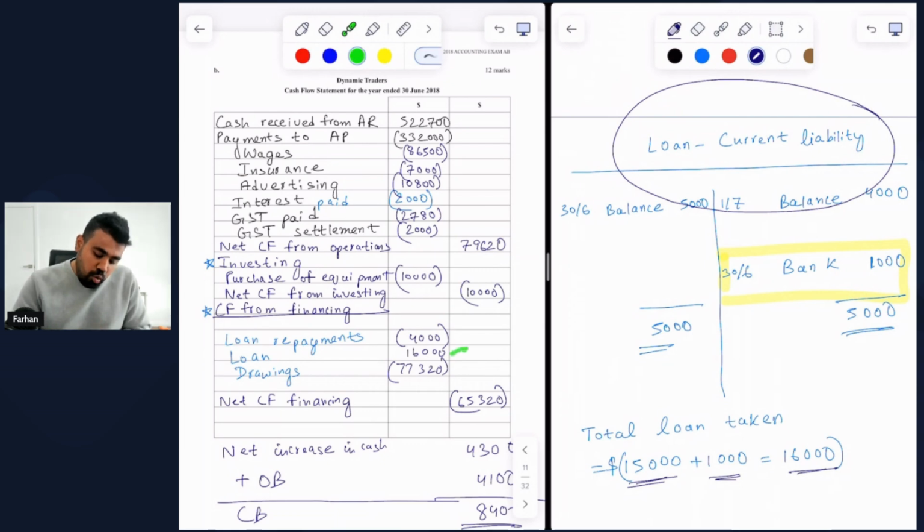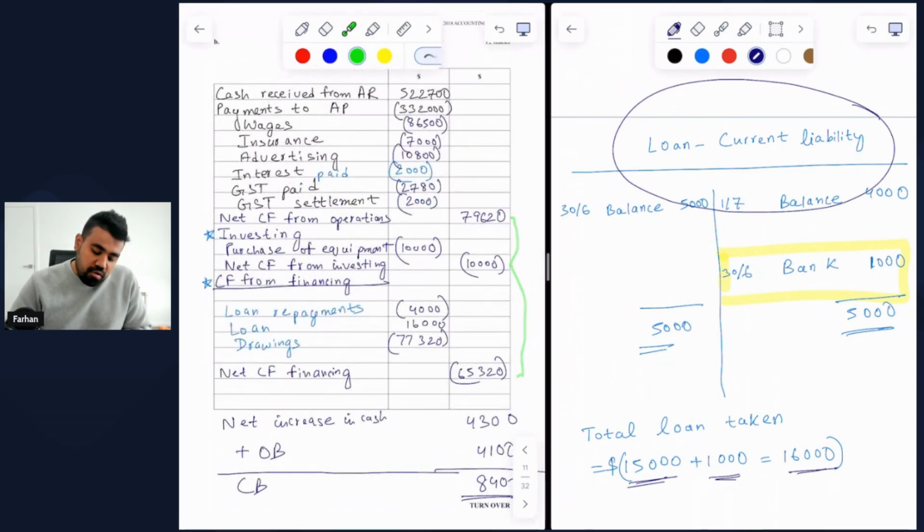So once you have all these three numbers in place, you can find the net cash flow from financing activities, which is negative, referring to more cash outflows in financing compared to cash inflows. So we want to find out the net. So we take 79,620 from operations, subtract the 10,000 for investing, and then subtract a further 65,320 for financing. And we are left with 4,300 as the net increase in cash.